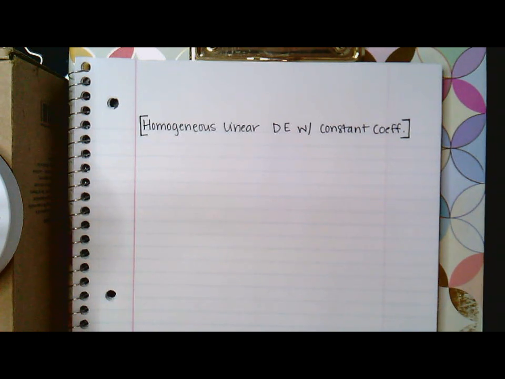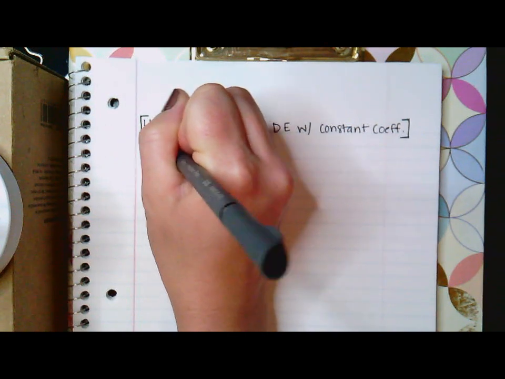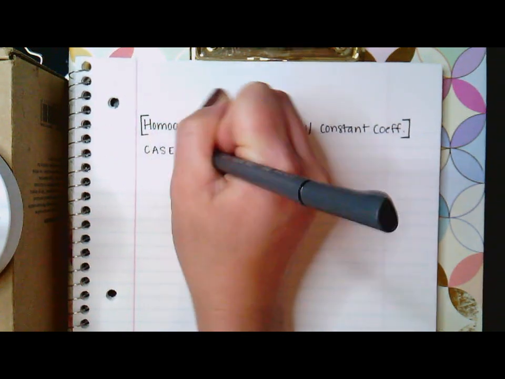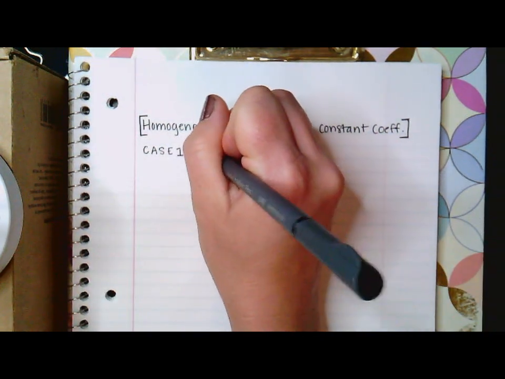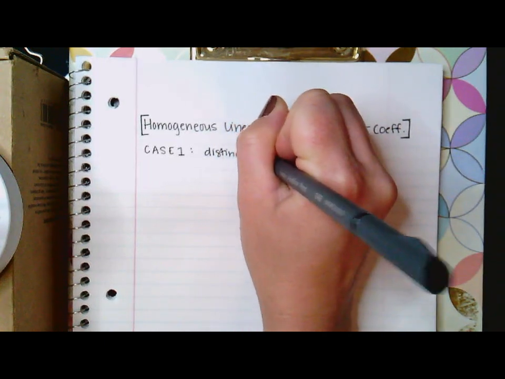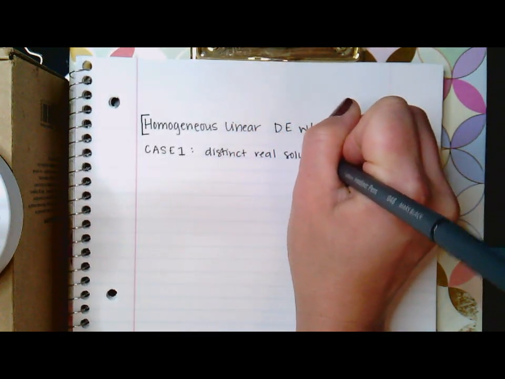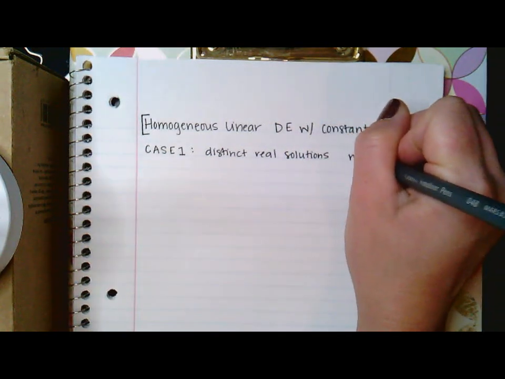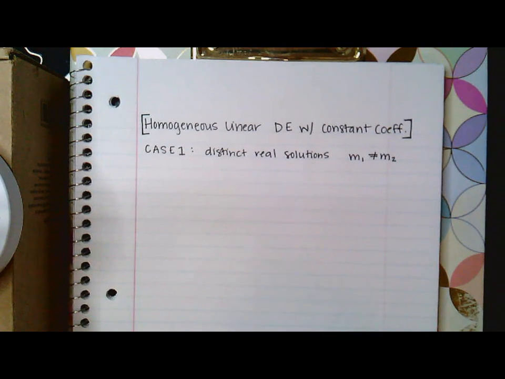All right, so we are going to be looking at homogeneous linear differential equations with constant coefficients, and we are going to look in this video at case number 1. On case number 1, we're going to be finding distinct real solutions, meaning m1 is not the same as m2.